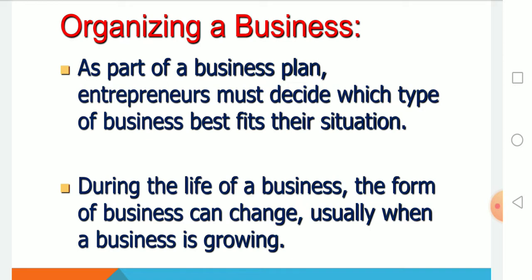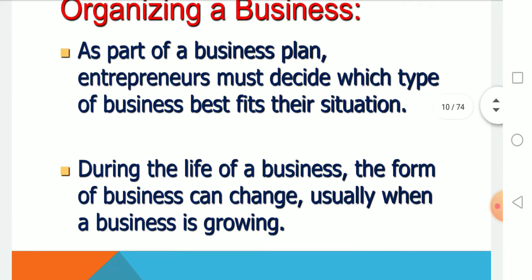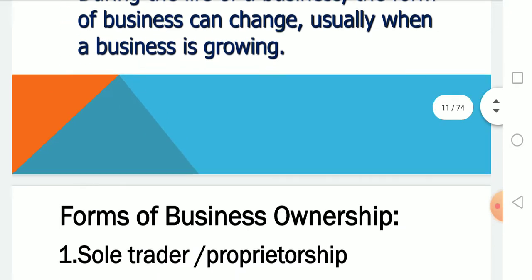So in the business plan, I should know before writing this down the kind of business I'm gonna open, and what kind of ownership best fits this situation. During the life of a business, do you think it continues in the same kind of ownership? No, of course not. The form of a business can change usually when a business is growing and growing.